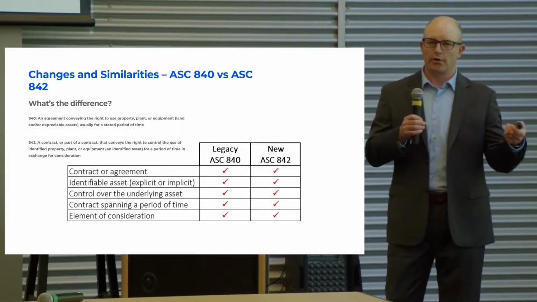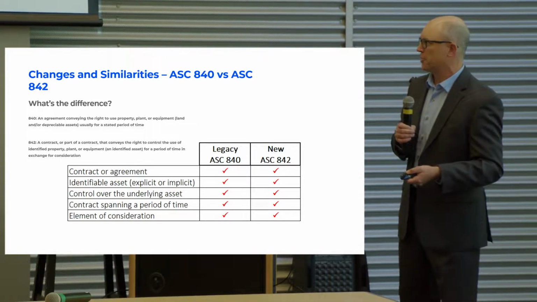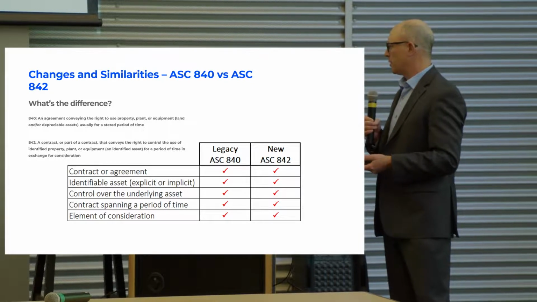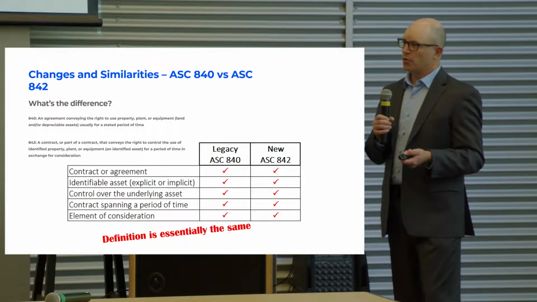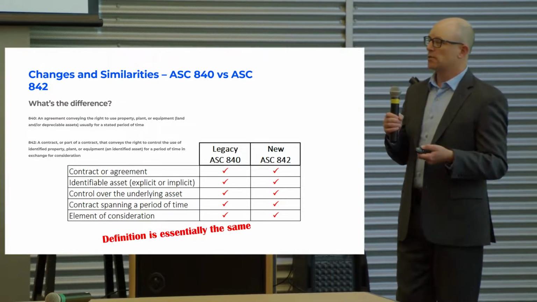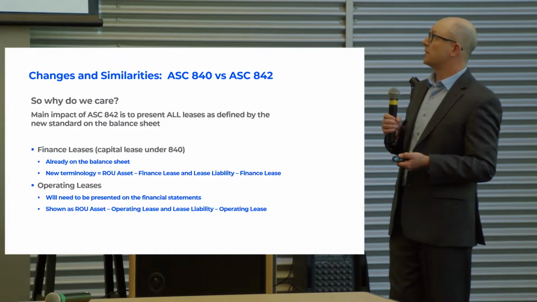Also, another kind of weird thing in the GAAP, topic and ASC are kind of interchangeable as well, so I throw those in there. Like I said, the definition is basically the same. So if you're looking at your general ledger right now, you have operating leases under 840. There's still going to be operating leases under 842.